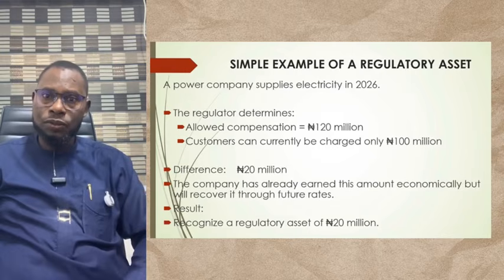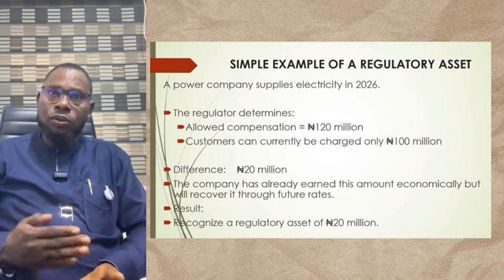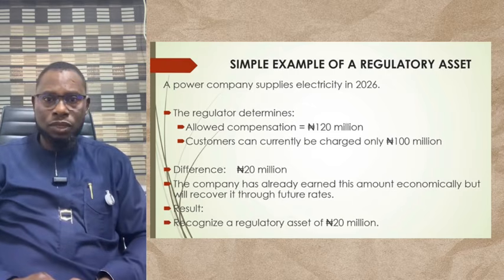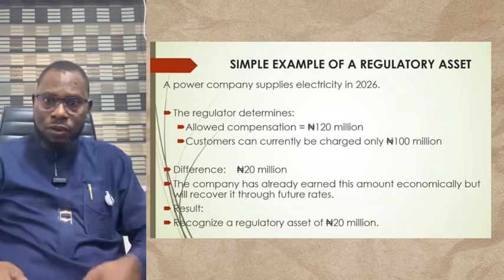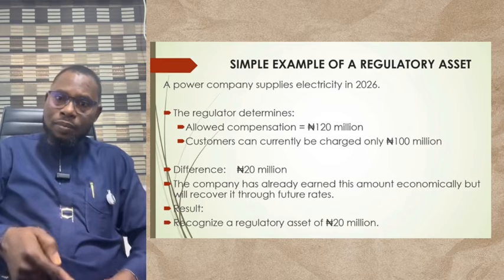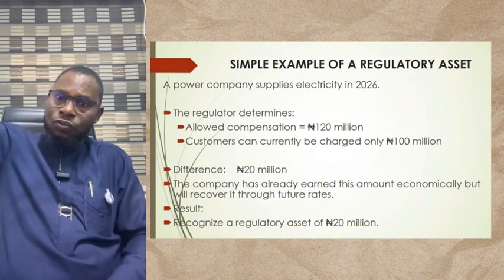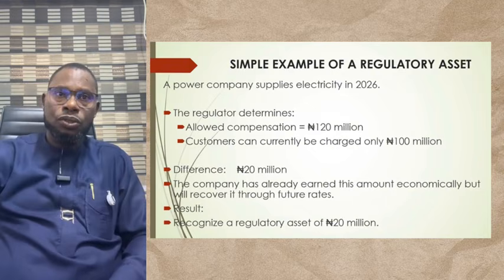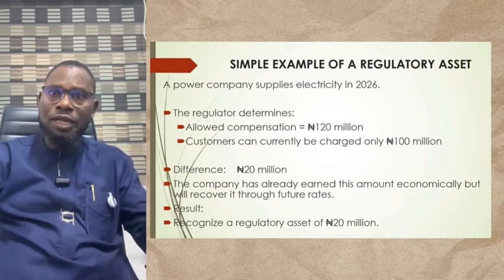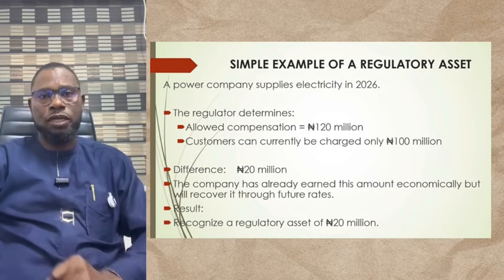So what happens? Under IFRS 15, your revenue is 120, and using the accrual basis, you have to recognize 120. But in this rate-regulated environment, 120 million naira has been earned, but the regulator says you can only charge 100 million. The balance of 20 million will be in a different period. So what does that mean? It means there's a difference of 20 million naira. So the company has already earned this amount economically, but will recover it through future rates.